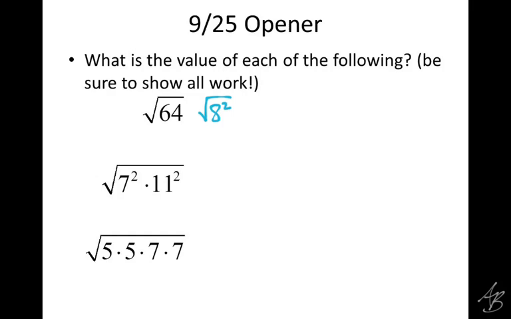Another thing I want to do just to keep my work neat and organized is to put an equal sign here to show that this square root of 64 is the same thing as the square root of 8 squared. Now that we have a square inside of our square root, what can we do with them? We can cancel them out. The square and the square root are going to cancel each other out, and that's going to leave just what? Just the 8 that was on the inside.